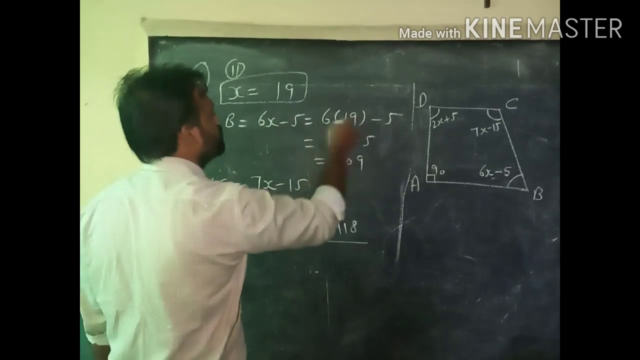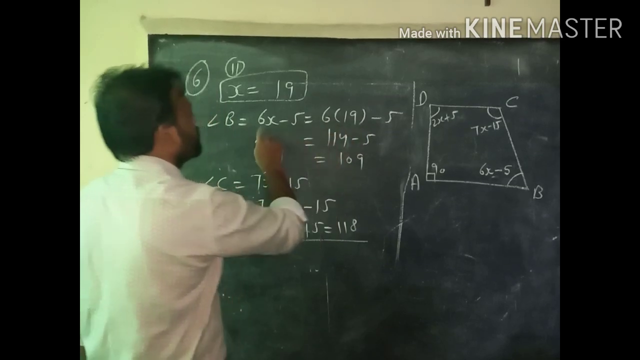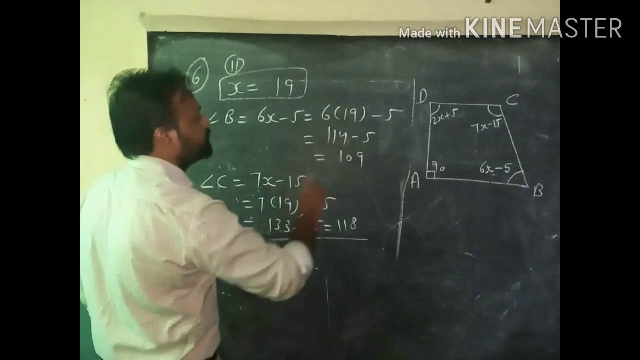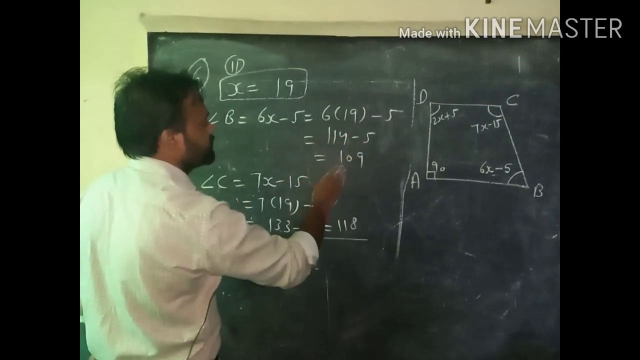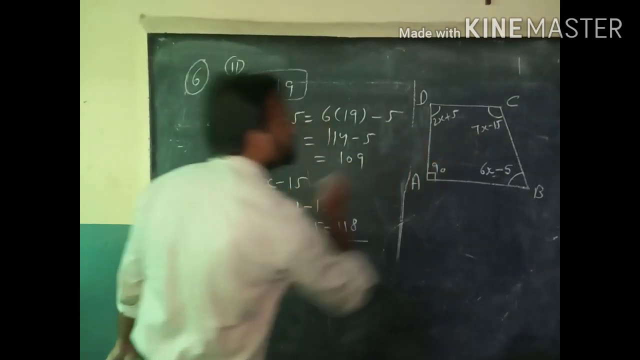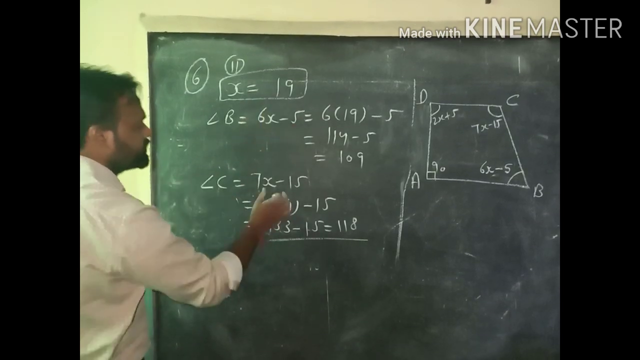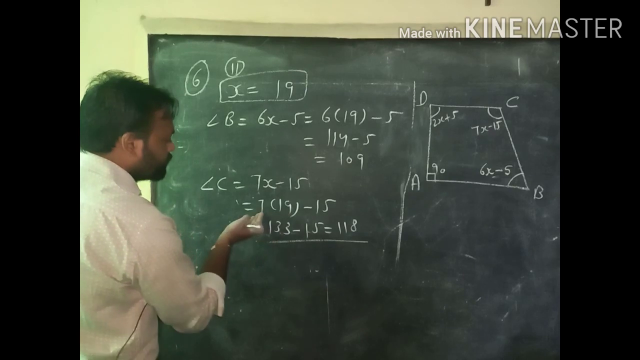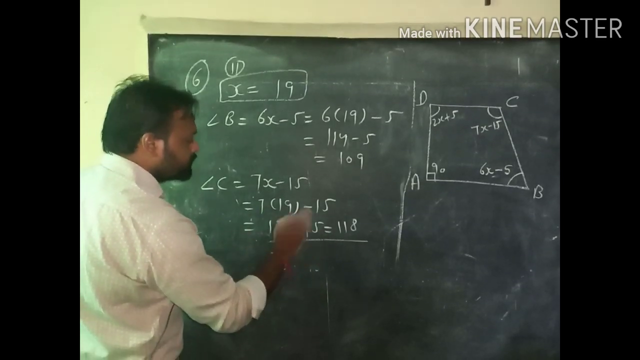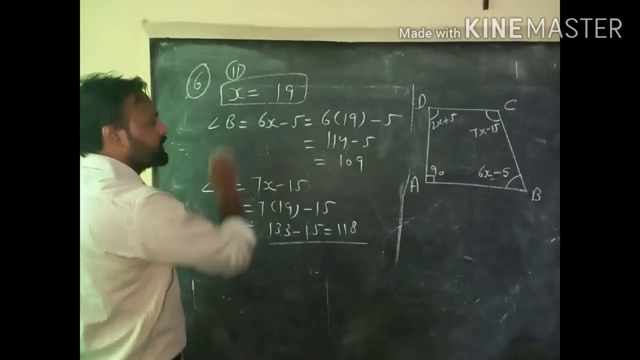So it will become 6 into 19. Why am I using a bracket here? Because we have to multiply these two values, and then minus 5 as it is. Then 6 into 19 will become 114 minus 5, and after subtraction it will become 109. In the same way you can find out the value of C also. 7x minus 15 is here, put the value of x, 19, here, minus 15 as it is. Multiply this 7 with 19, it will become 133, then minus 15, which is equal to 118. So this way we can find out the value of angle B and C.